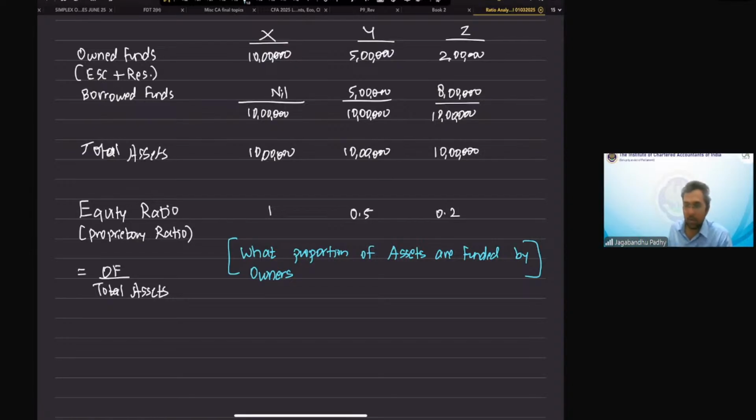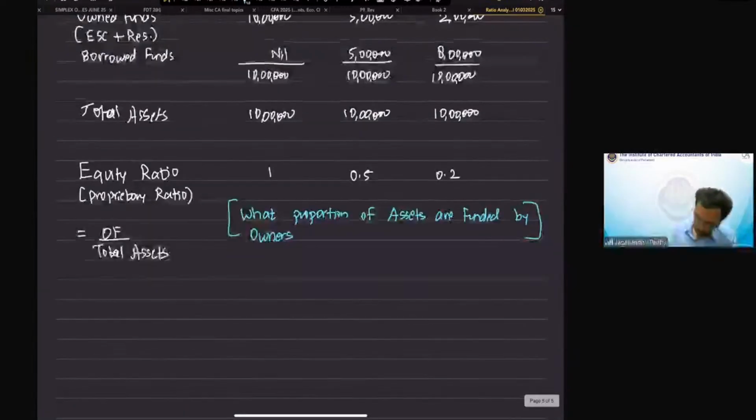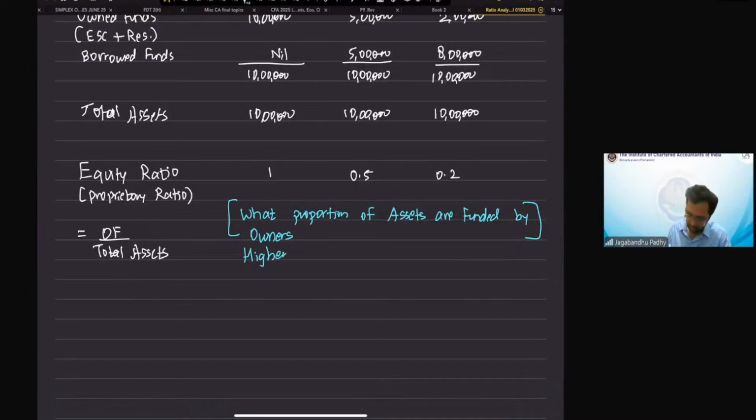Now, obviously, this equity ratio, is it higher the better or is it lower the better? There's no better term, but we can say the higher the equity ratio, the safer is the company. Right? Safer is the company because the risk in that company is relatively lower.